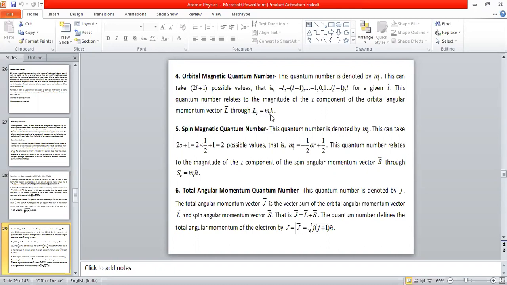That projection Lz is given by ml into h cross, where ml is your orbital magnetic quantum number. The significance of the orbital magnetic quantum number ml is that it gives the projection of the orbital angular momentum vector L onto a reference direction. Usually the reference direction is the z direction. The projection value in the z direction is decided by ml. So ml into h cross gives the projection in the z direction, which we call Lz. So the magnetic orbital quantum number gives the projection of the L vector in the z direction. Okay?